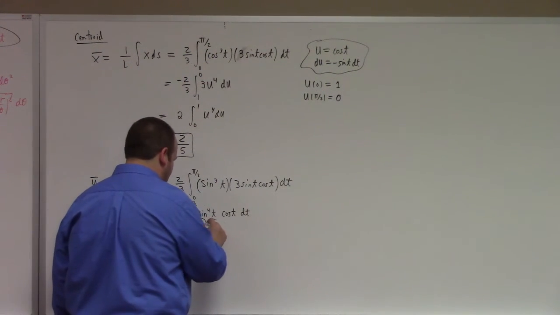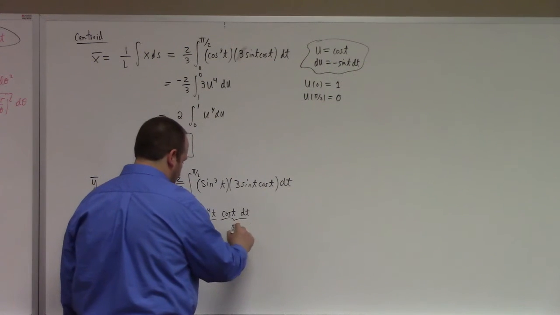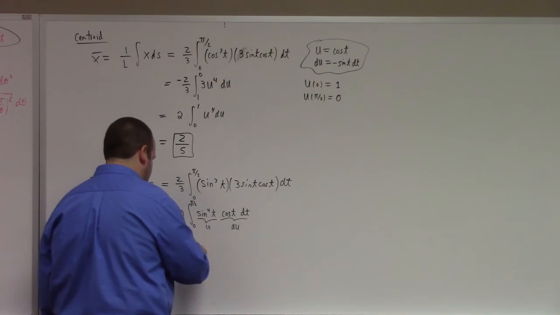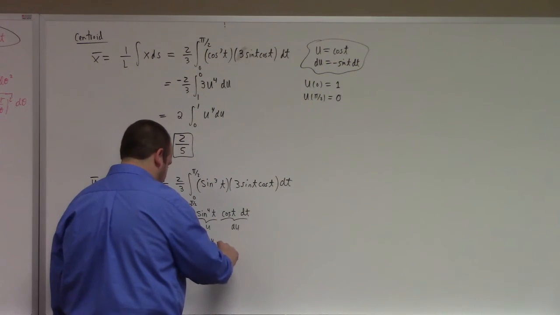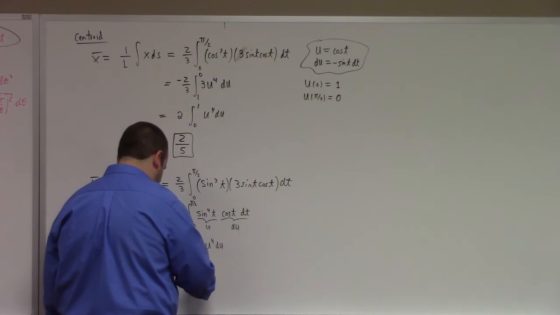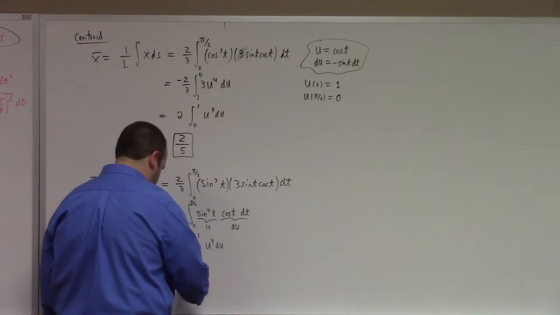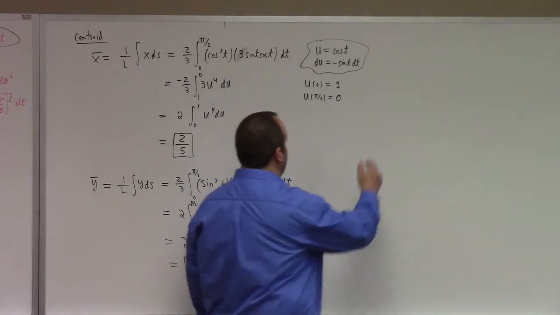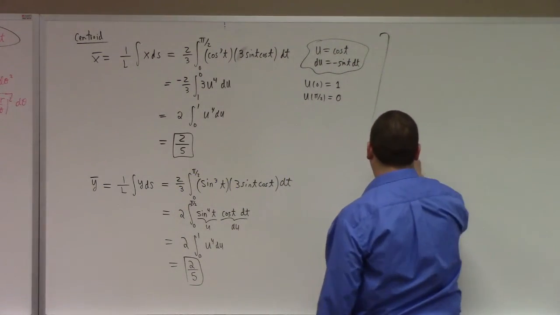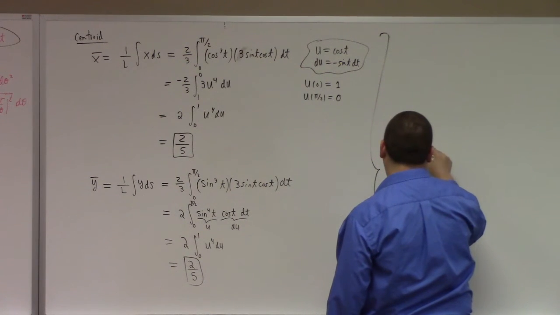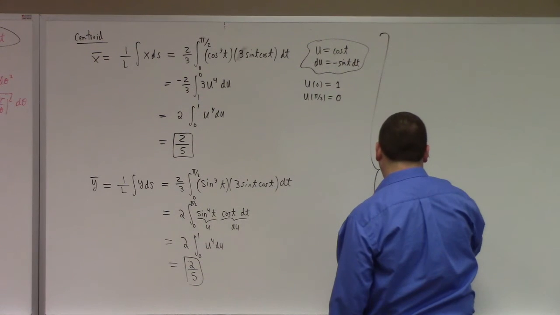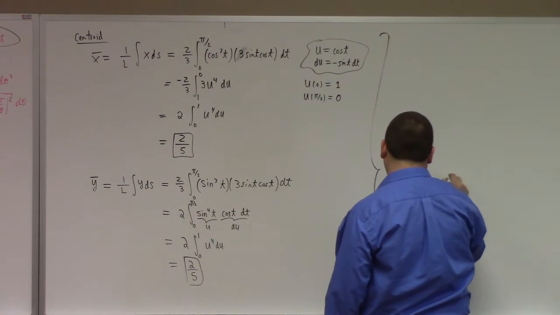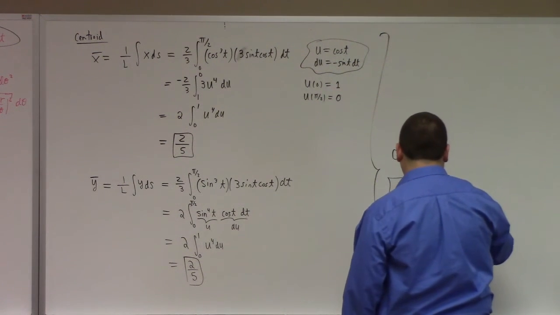So this will be u this time. This is du. And we integrate. This gives us 2 integral from 0 to 1 of u to the 4th du, which again gives us 2/5. So put these two together. What do we learn? Centroid at 2/5, comma 2/5. There's the location of the centroid.